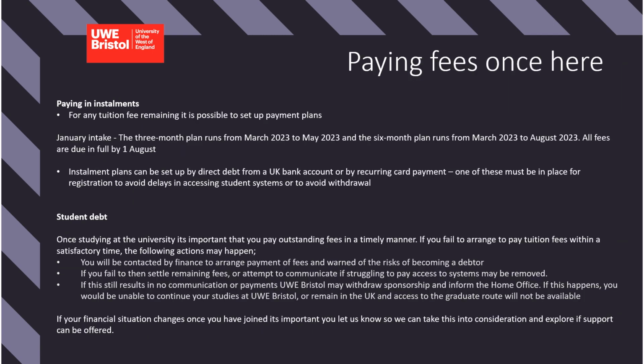For any remaining tuition fee, it is possible to set up payment plans. For the January intake, there is a 3 and 6 month option, and all fees are due in full by the 1st of August. Instalment plans can be set up by direct debit from a UK bank account or by recurring card payments. One of these must be in place for registration to avoid delays in accessing student systems or to avoid withdrawal.